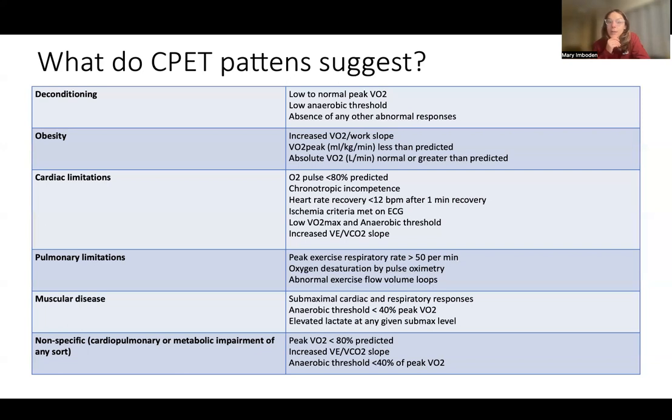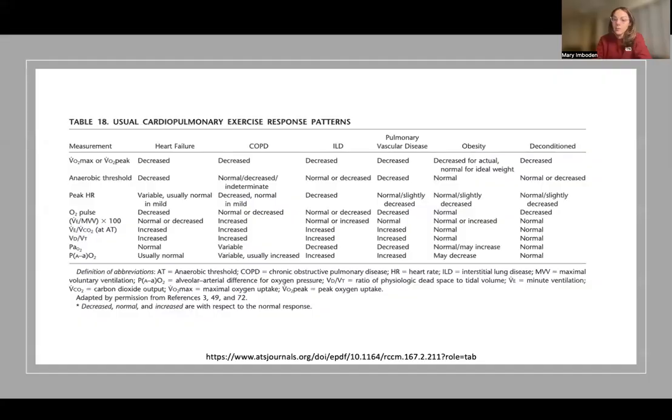Cardiac is going to be O2 pulse less than 80% predicted, potentially having chronotropic incompetence, poor heart rate recovery, potentially symptoms like angina, or we're seeing things on the electrocardiogram that are not good, like ST depression and/or ST elevation. So ST depression is cardiac ischemia. And when it's 1 millimeter in multiple leads, that's an indication that we stop the test and there's ischemia going, or the heart's ischemic.